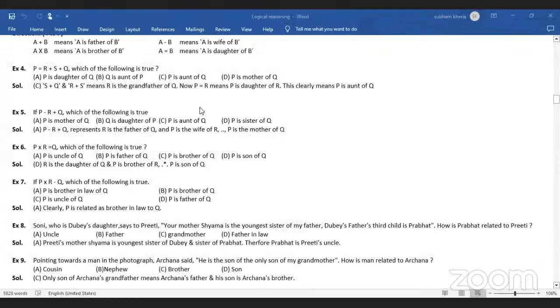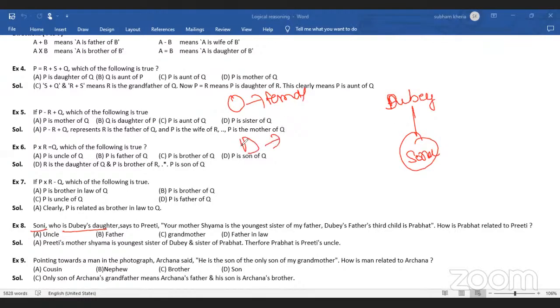Chalo, let's see. Okay, क्या बोल रहा है पहला क्वेश्चन? लेट्स रीड. Sonu, who is Dubey's daughter. So Dubey is here. Dubey's daughter, Sonu. Okay. If I'm saying daughter, this means this is female. And let's say this is male. Square is male. I told her we can change anytime, no problem. Square or square. Sonu is female. Sonu is saying to Preeti, your mother Shama is the youngest sister of my father.